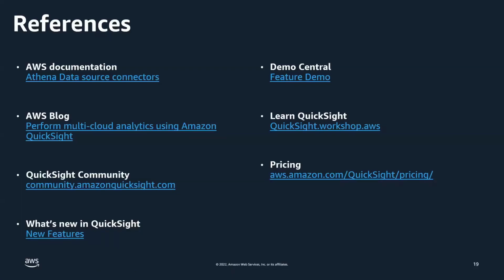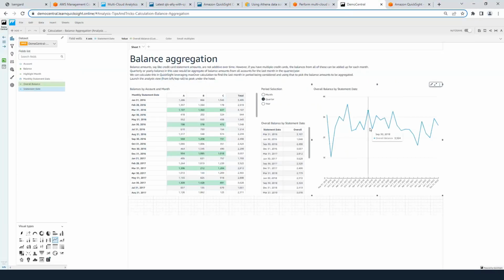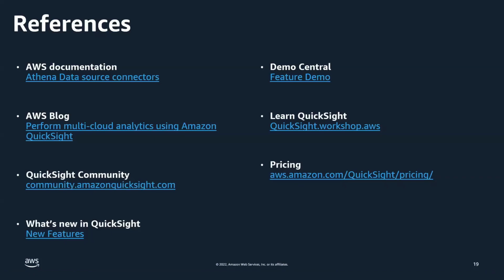Next is on Learning QuickSight. These are workshops, and we will put them together. Deepak is already sharing these links. You can refer to them if you want to go through the Author workshop, Q workshops, or any of the embedding workshops. This is going to be very useful and handy. Then on the pricing, that's all available on our documentation sites.